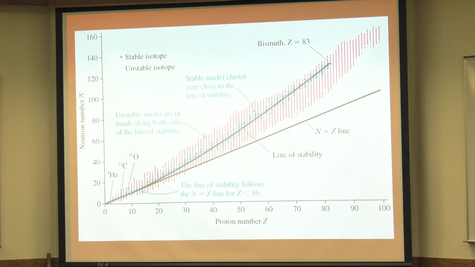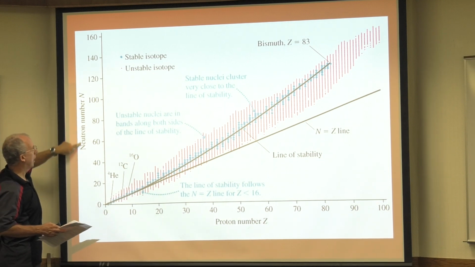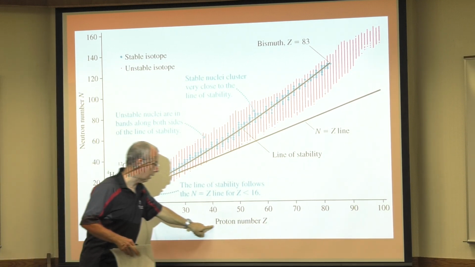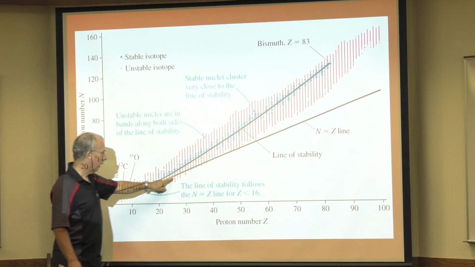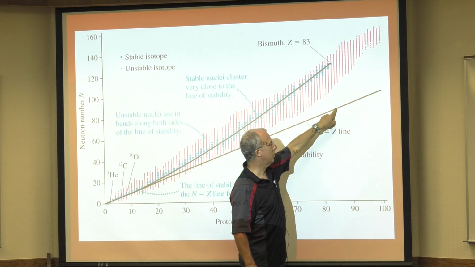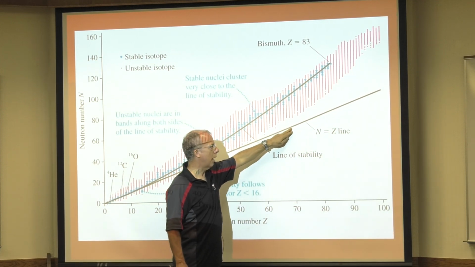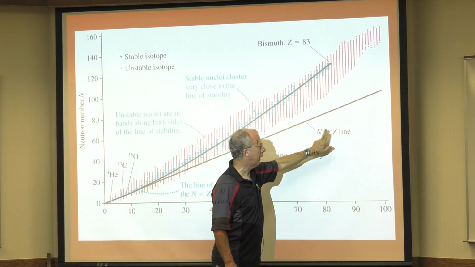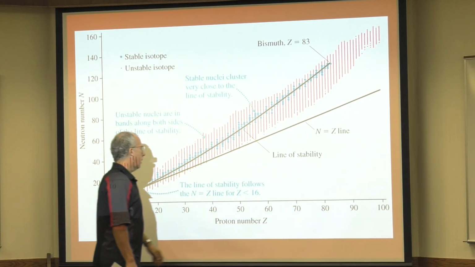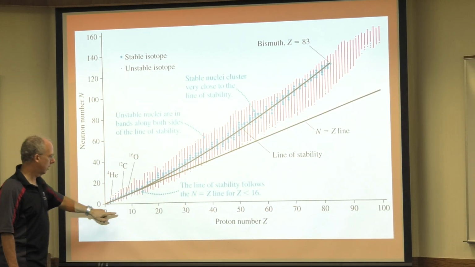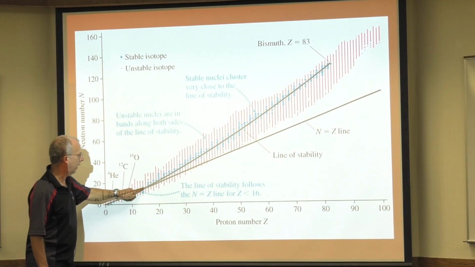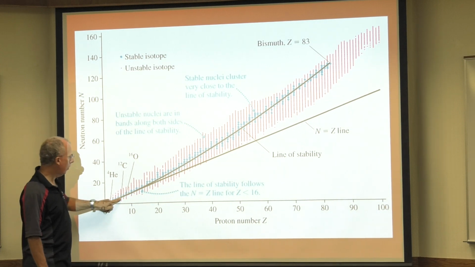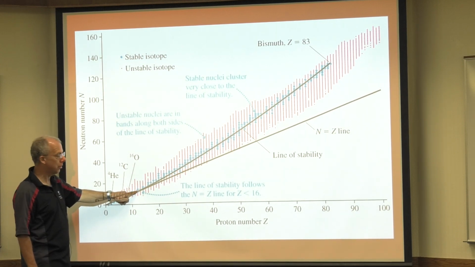Okay, now let's talk about stability. Here's the neutron number, the number of neutrons. Here's the proton number, the number of protons. And this line here is the N equals Z line. So everywhere along this line, the number of protons equals the number of neutrons. And you can see that when you get small Z, this is the data, right? The blue is the data. And so down here, for most of these isotopes, the number of protons equals the number of neutrons.